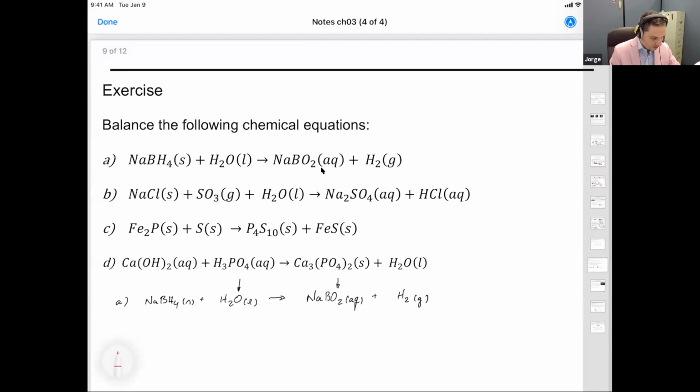We have here 2 oxygens, okay? The index here determines the amount of oxygens, and just 1 here. Therefore, I'm going to multiply the water by 2. So that's our first stoichiometric coefficient.